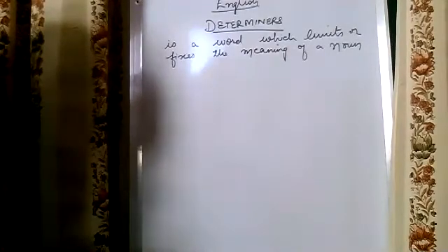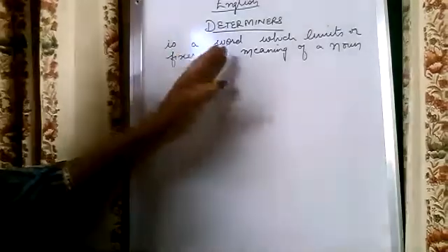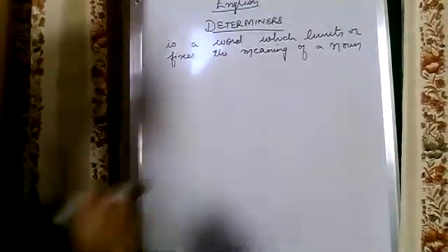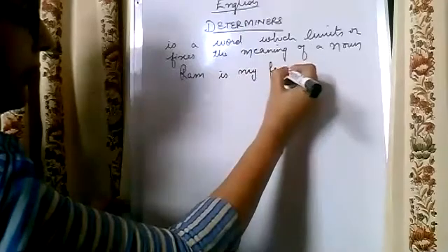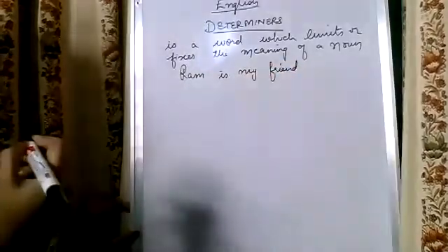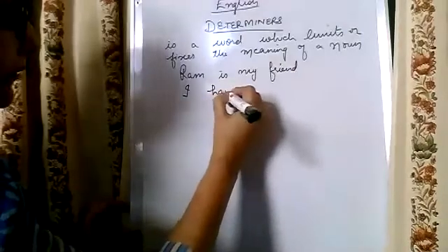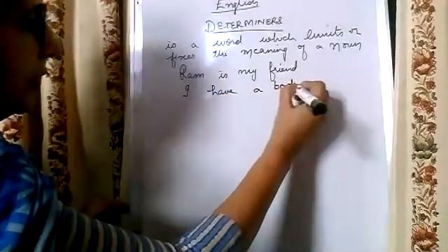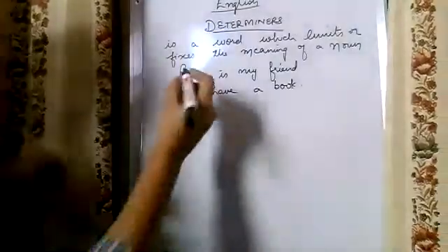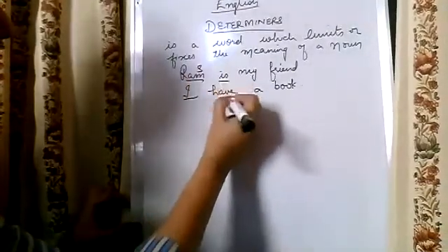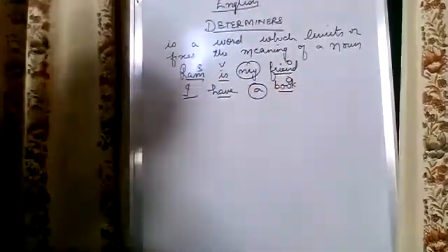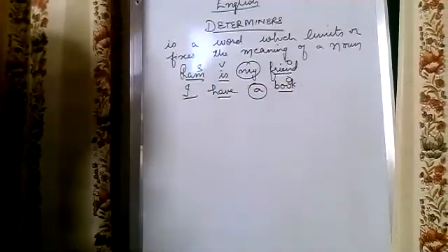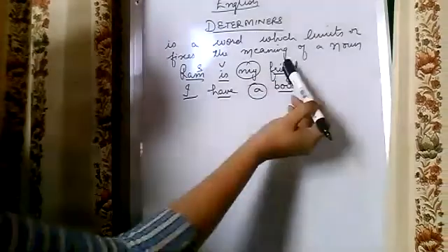Now just remember why I said that it fixes the meaning of a noun. Suppose I said, Ram is my friend. Next, if I say, I have a book. Now read the two sentences. These are subjects, this is the verb, this is the object. So these words add some additional information to the nouns friend and book.